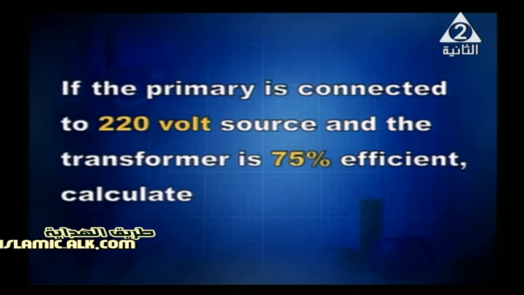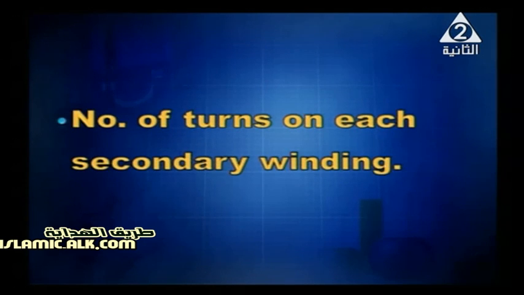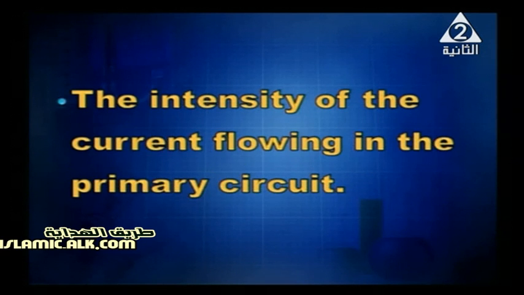If the primary is connected to a 220 volt source and the transformer is 75% efficient, calculate the number of turns on each secondary winding, and the intensity of the current flowing in the primary circuit.